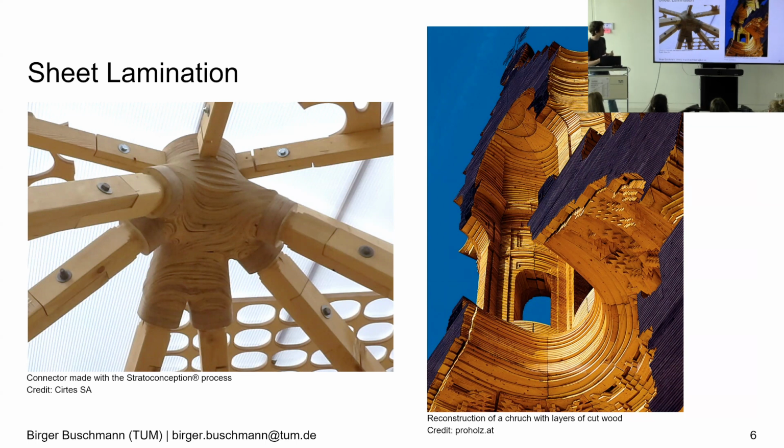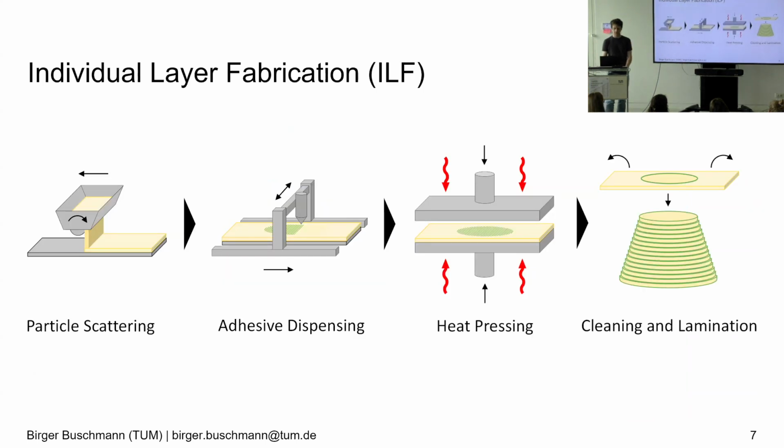Nevertheless, it is possible to create connector elements like this one, and even replicas of churches, like you can see here in the second picture. Because of all these drawbacks, here in our institute, we developed a new process. The goal was to additively manufacture high wood content, high strength parts. We called it individual layer fabrication, or ELF, and it borrows aspects from both binder jetting and sheet lamination.